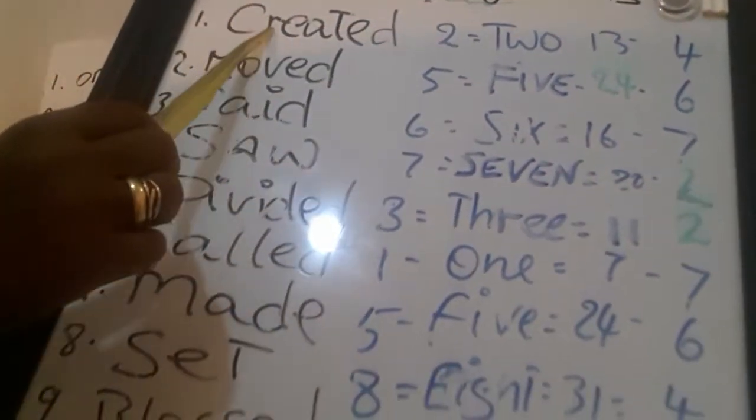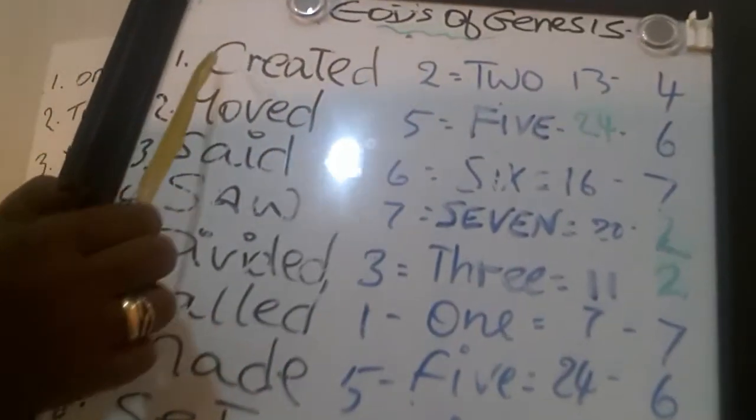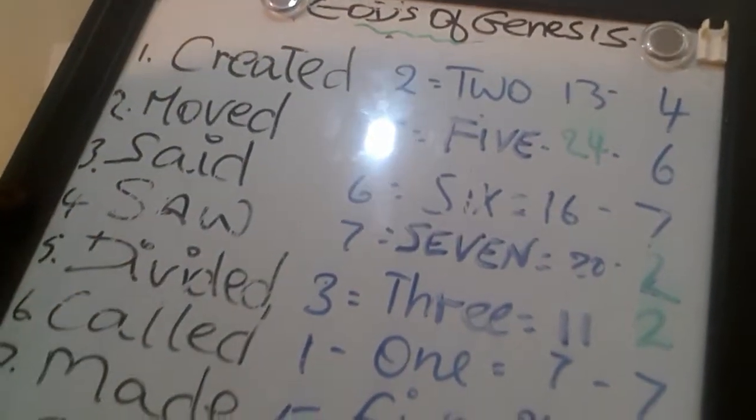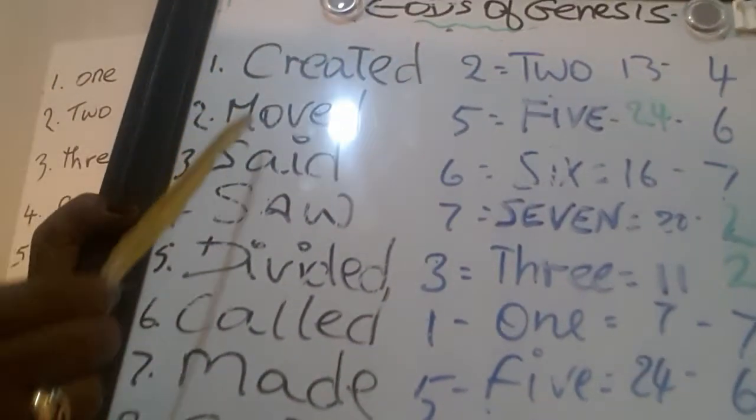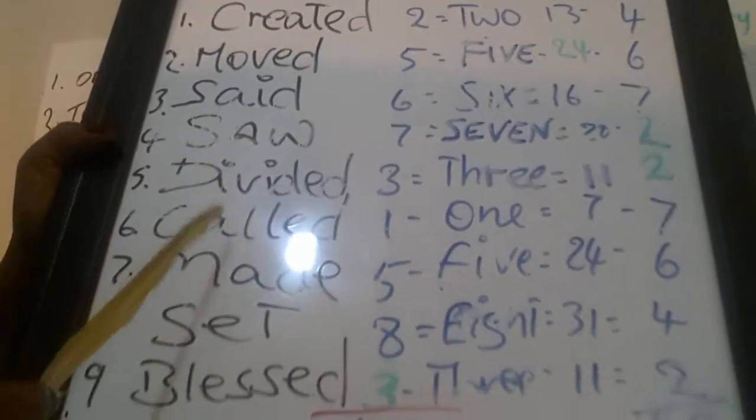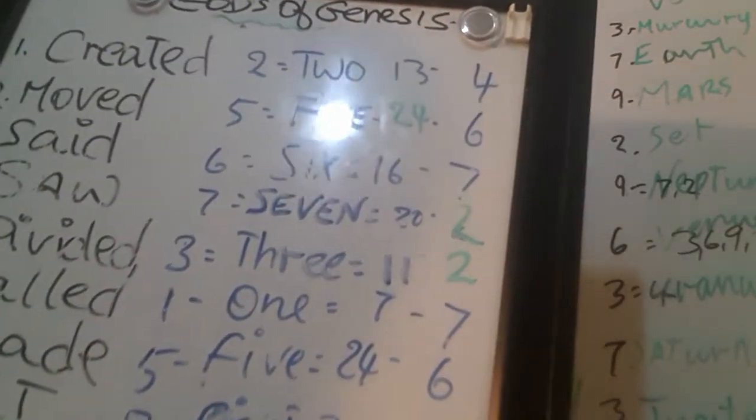And having done the numerical value for the gods here, in the order that they had been entered in the Bible, as created, moved, said, saw, divided, called, made, set, and blessed, we see that there is a similar pattern here. I am intrigued to understand why this pattern is so. And the pattern here is 4, 6, 7, 2, 2, 7, 6, 4.